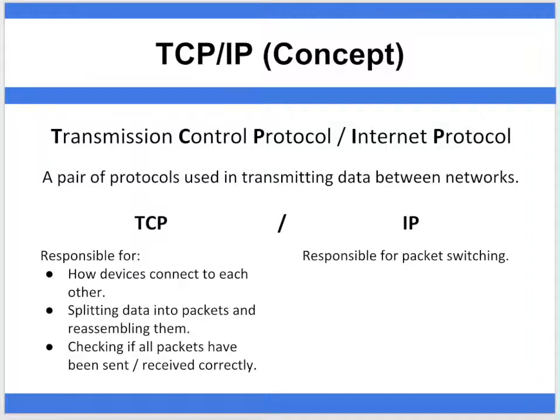Now, if data packets haven't been sent or received correctly, then the computer that's receiving the data will send a corresponding transmission back to the computer that was sending the data to resend some or all of the packets that are missing.